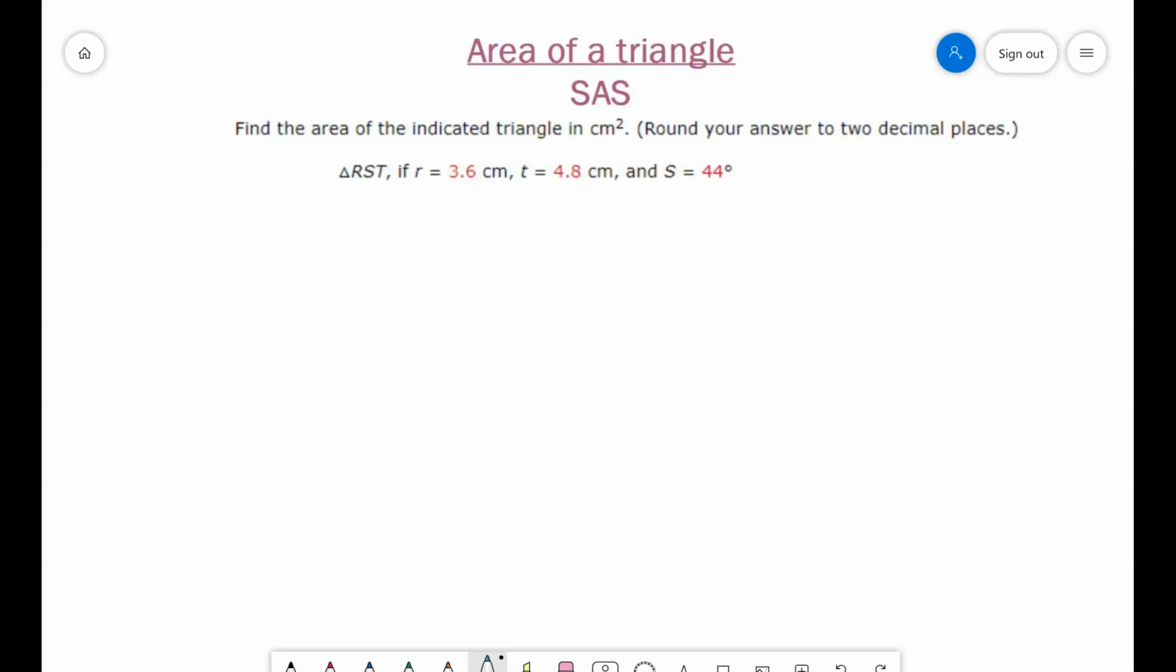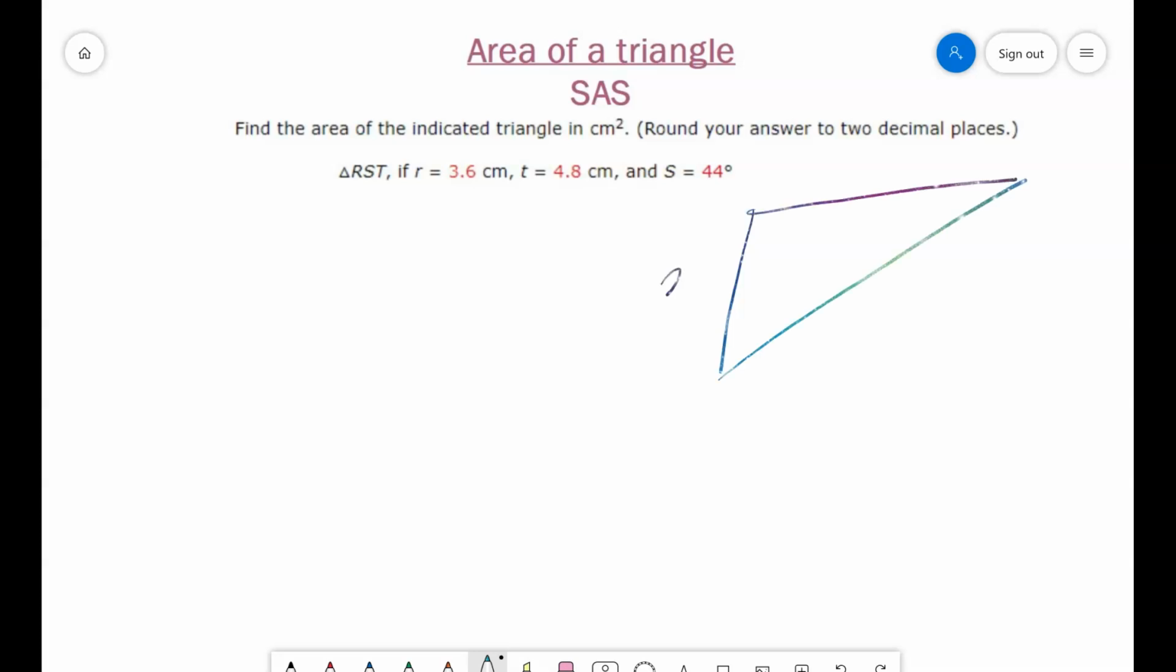In this video, our task is to find the area of a triangle, and we are given the measurements. R is 3.6 centimeters, T is 4.8, and angle S is 44 degrees. So the first thing that we're going to do is start by sketching the triangle.